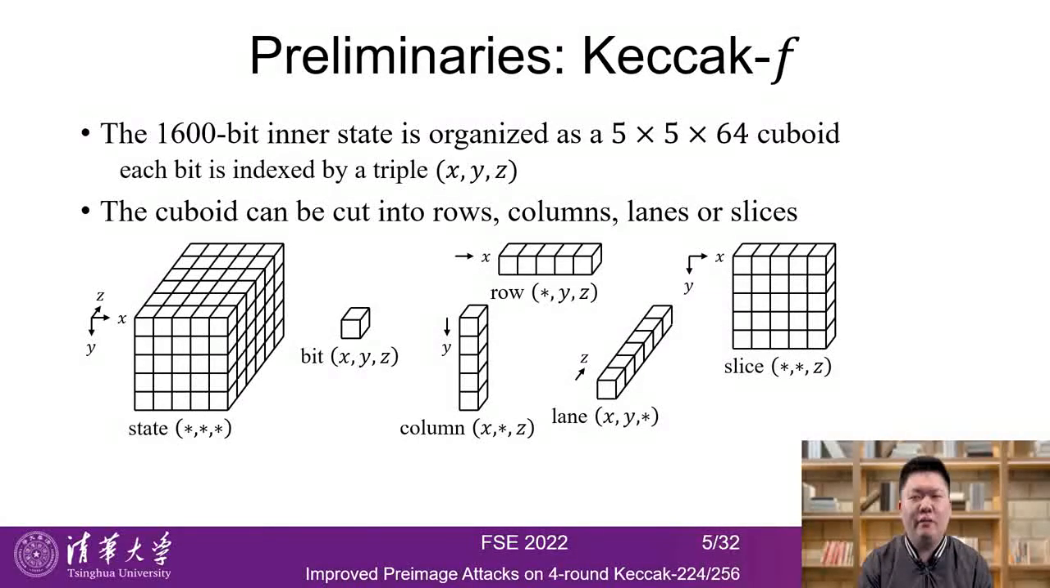As for the Keccak permutation, it runs on a 1600-bit inner state. The inner state can be organized as a 5x5x64 cuboid, and each bit is indexed by a triple XYZ, where X and Y vary from 0 to 4, and Z varies from 0 to 63. According to the Keccak reference, the cuboid can be cut into different parts named rows, columns, lanes or slices under certain X or Y or Z, as shown in the figure.